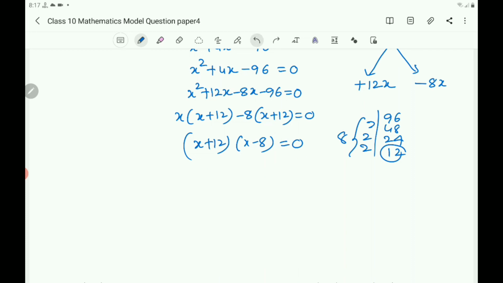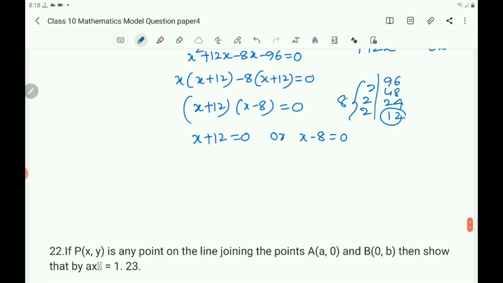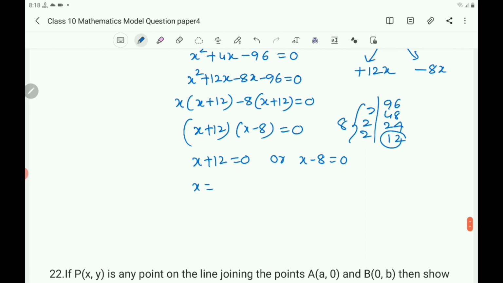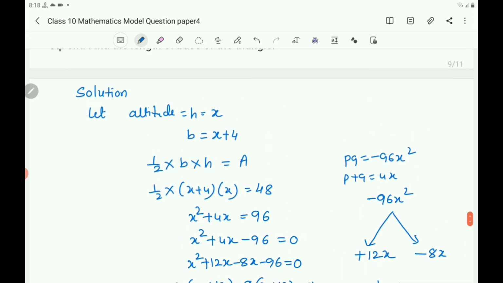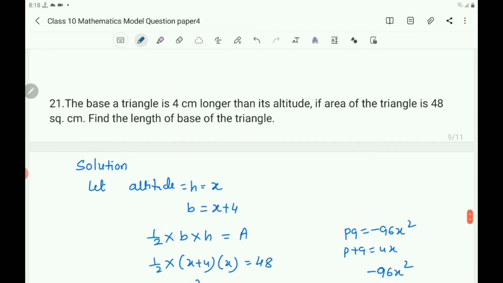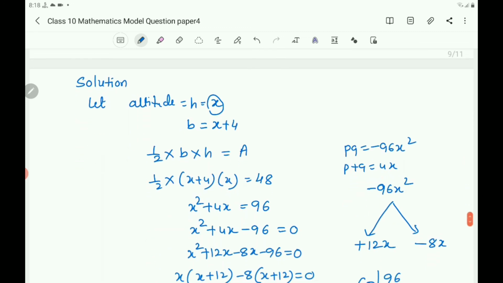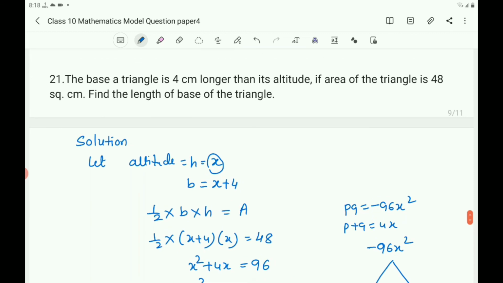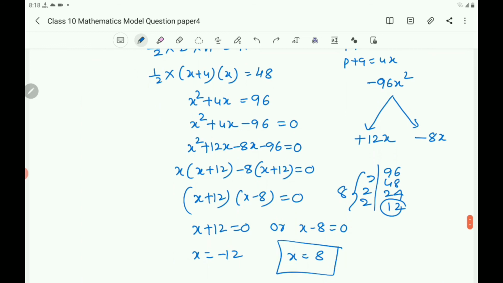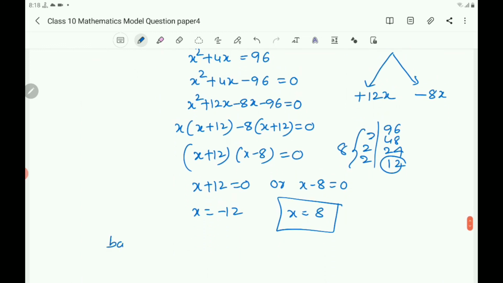So equate each factor to 0. It becomes x plus 12 equals 0 or x minus 8 equals 0. Then you will get x equals minus 12 or x equals 8. Here you must consider the positive because it is a length. So you take x equals, how much? That is nothing but altitude equals, you got 8, but here we have to find the length of the base. So you got height equals altitude equals 8 centimeter, then base is equals to what?